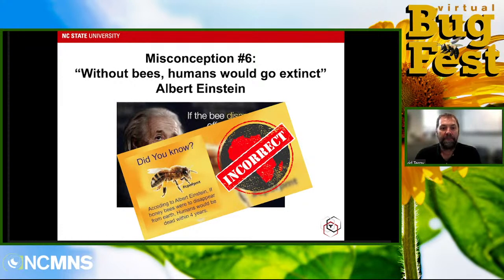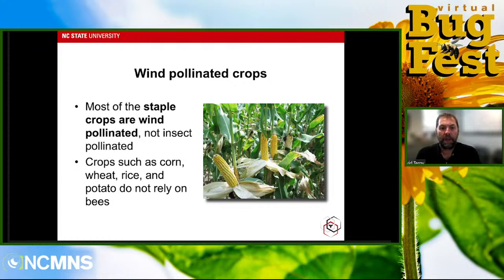So not only is it a misconception in the sense that Albert Einstein said it, it's also not entirely true, and this is why. Most of the staple crops that we eat every day are not pollinated by bees or other insects. They're wind pollinated because they're grasses, such as corn and wheat and rice.